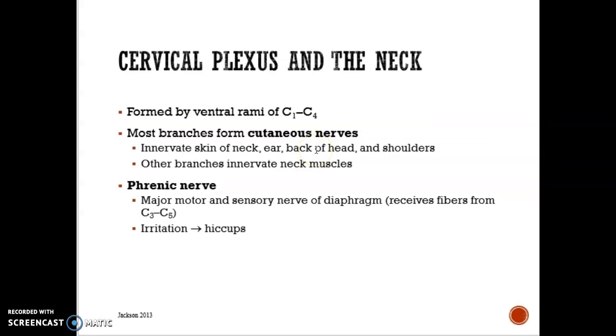So let's look first at the cervical plexus. You can see the cervical plexus is the ventral rami C1 through C4, and it goes to most areas of the cutaneous nerves, the neck, the ears, the back of the head, the shoulders, and innervating the muscles of the neck. The major nerve that we have here is called the phrenic nerve, and the phrenic nerve, of course, is the only one that reaches out of that area because it goes down into the diaphragm, and the phrenic nerve is going to control what happens with the diaphragm. Anytime we irritate the phrenic nerve, that's when you would develop something called hiccups, and all of us have experienced that sensation.